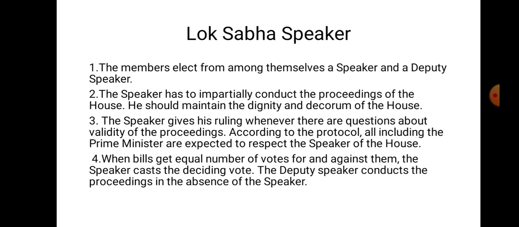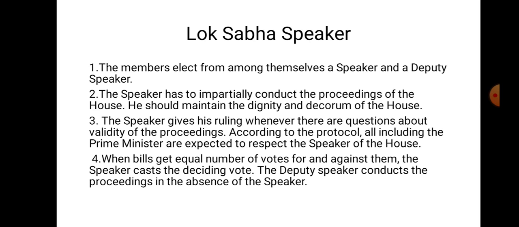What is the meaning of bill? See, the main function of the legislature, as I said, is to make the law. We'll be seeing how the law is made. Before the law is made, whatever they want to implement will be written, and that is called a bill. Once the bill gets the signature, then the bill will become the law. Every bill has to be approved or signed by the President. So that bill is put for voting in the session.